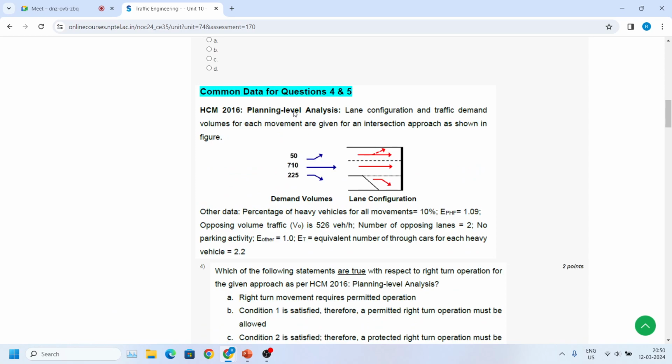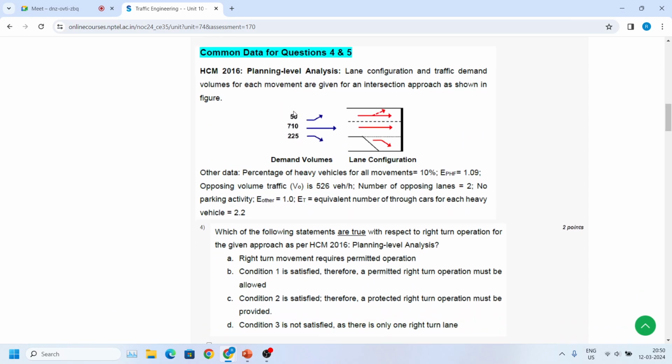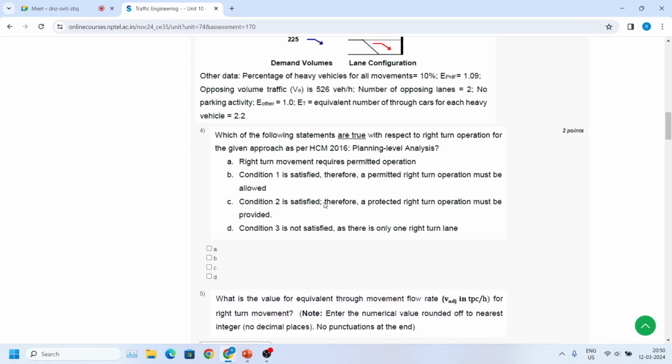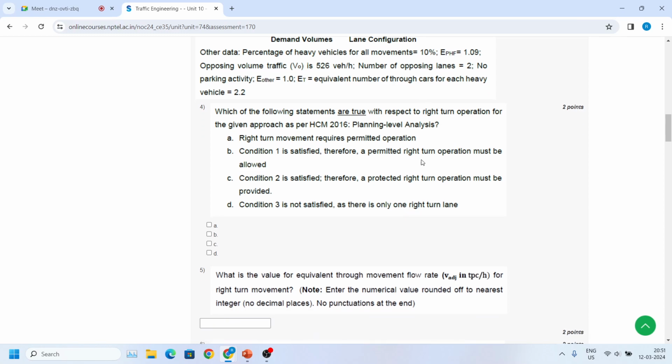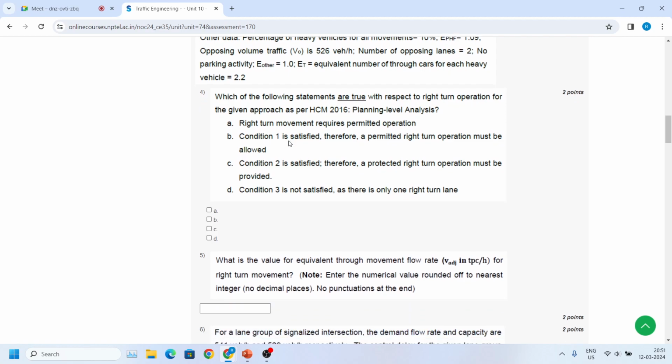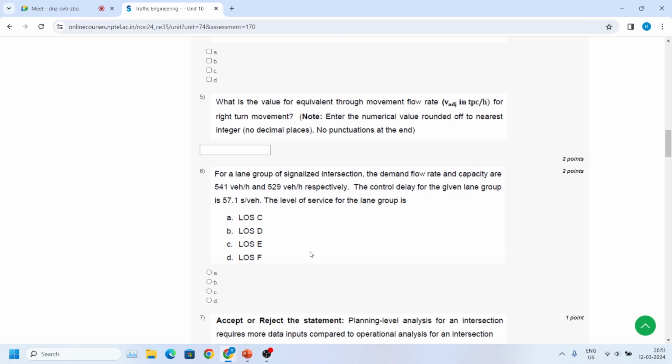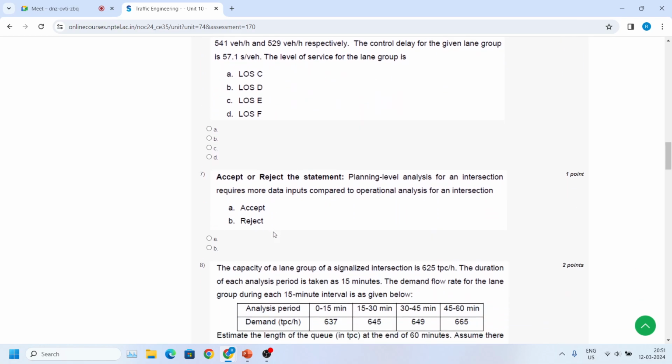This is only from planning level analysis. I think all the factors and everything are given, so it's just working it out and shouldn't be too difficult. This condition 1, 2, 3, I think I've already talked about. So this is, I think, directly from the slide. This you have to calculate, and this one as well. So this LOS analysis and so on.